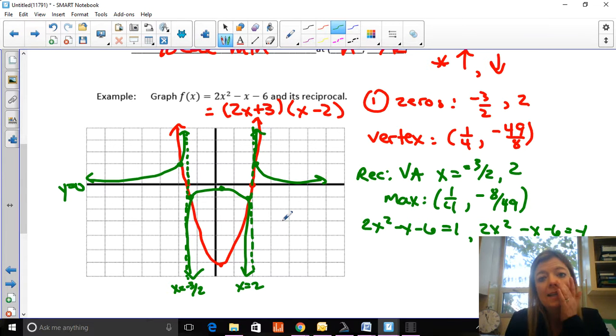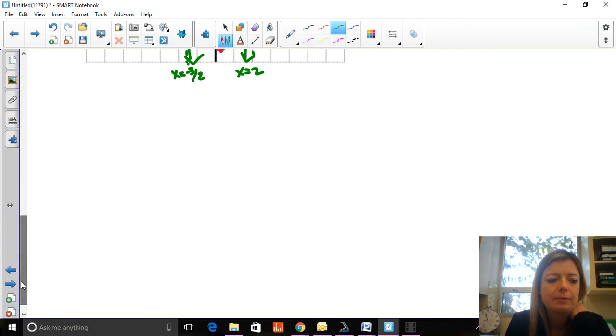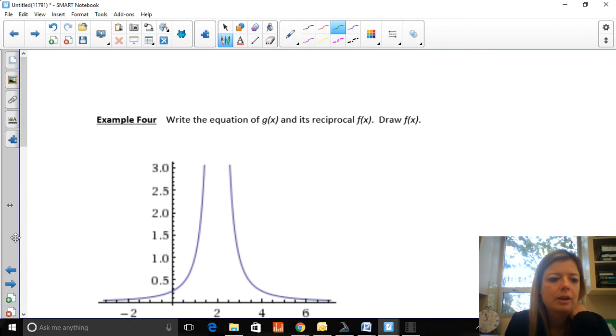Okay, so if I ask for analysis of how you came up with this, you're basically doing the same thing that you would in the chart I did above. You're looking at positive and negative intervals, intervals of increase and decrease, points of intersection, and all of the asymptotes. That's outlined all in that chart for you from the very first example. Okay, final example.